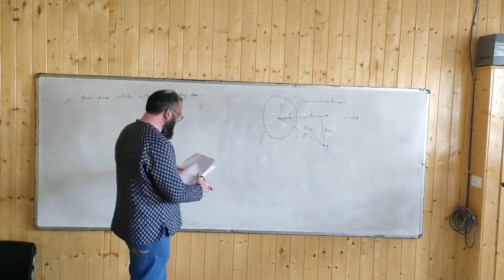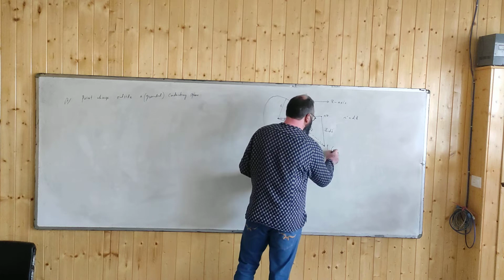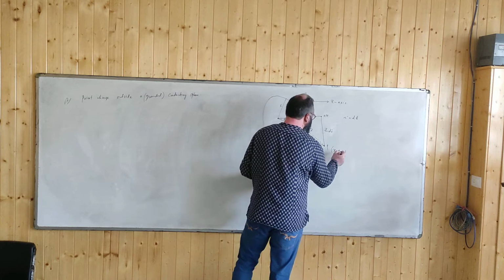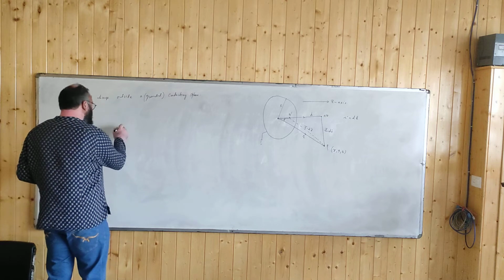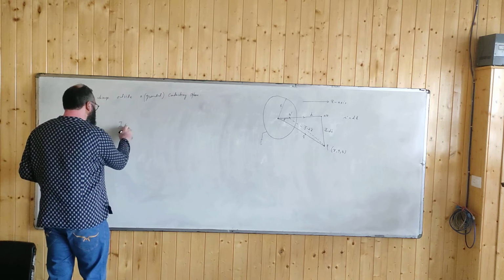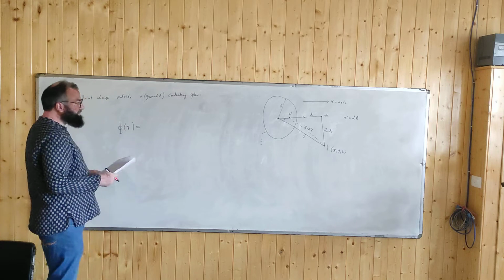So let's write the coordinates of this very point: x, y, z. This is an arbitrary point. We are trying to figure out the field. Now let's calculate the potential. What is our potential?